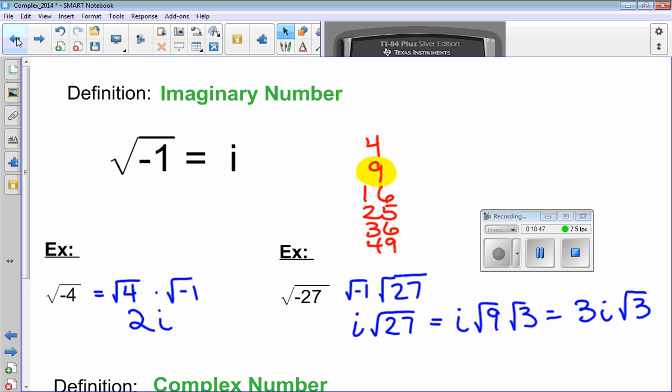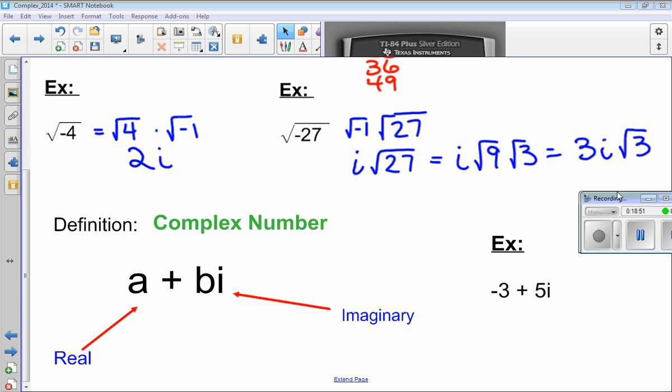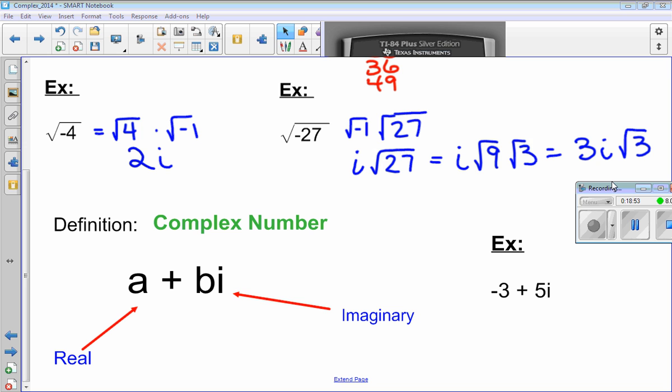The second thing that we need to talk about is what is a complex number. The complex number has a real part and an imaginary part. It's nothing really difficult. It's just a combination of real and imaginary parts.